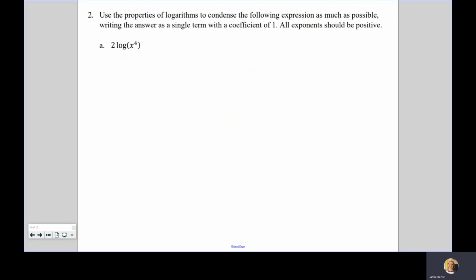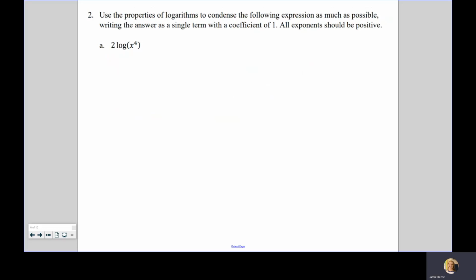All right, so this is the second type of problem that you'll see. We have just done some examples where we were expanding logarithmic expressions. Now we're going to be doing the opposite. So we're going to be condensing logarithmic expressions or trying to write them as a single logarithm. It says, use the properties of logarithms to condense the following expression as much as possible, writing the answer as a single term with a coefficient of 1. All exponents should be positive.